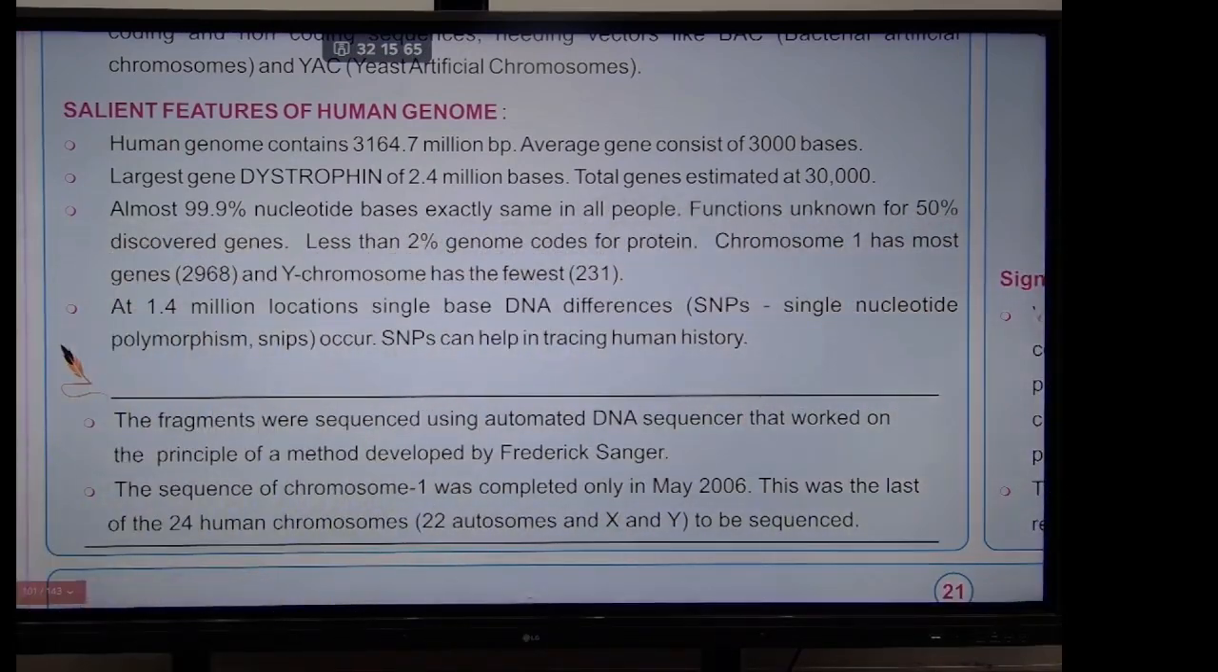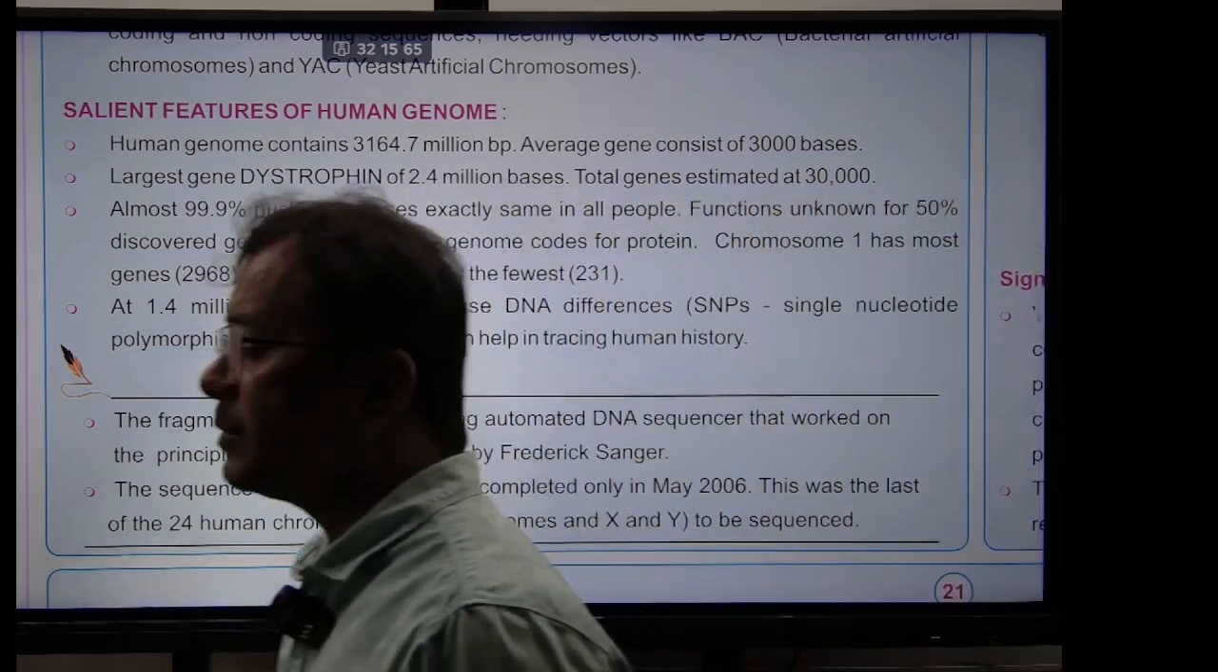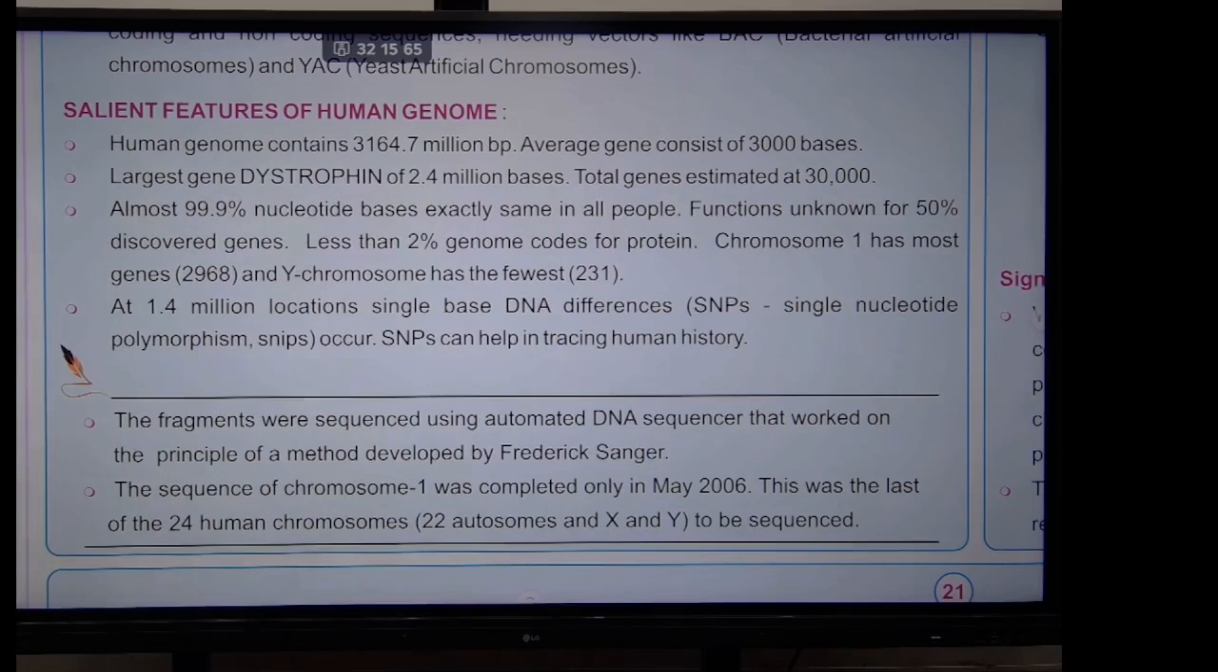And what are the salient features? The first one, the human genome contains 3,164.7 million base pairs. An average gene consists of about 3,000 bases. The largest gene is a protein called dystrophin, which contains 2.4 million bases. And the total genes are estimated to be around 30,000. Almost 99.9% of nucleotide bases are exactly the same in all people. Functions are unknown for almost 50% of discovered genes. That means we have sequenced 30,000 genes, but we know the functions of only 15,000 genes.